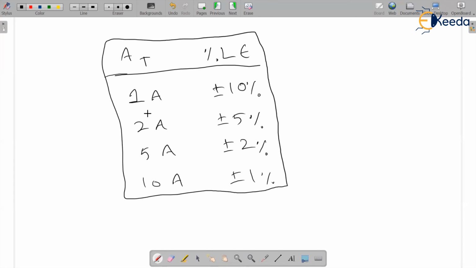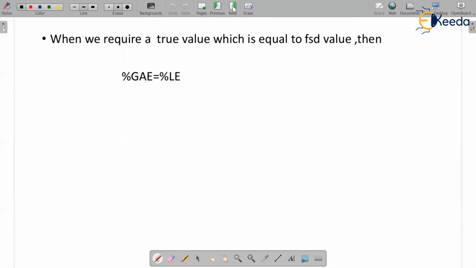What you observe is that as my true value increases with respect to the FSD value, my percentage limiting error is decreasing. Okay, now the same thing: whenever we require a true value which is equal to the FSD value, then percentage GAE is equal to percentage LE.